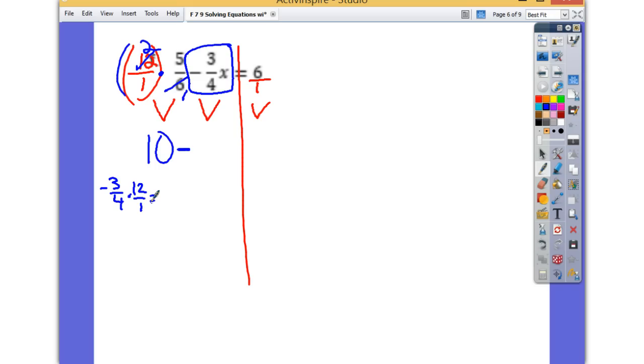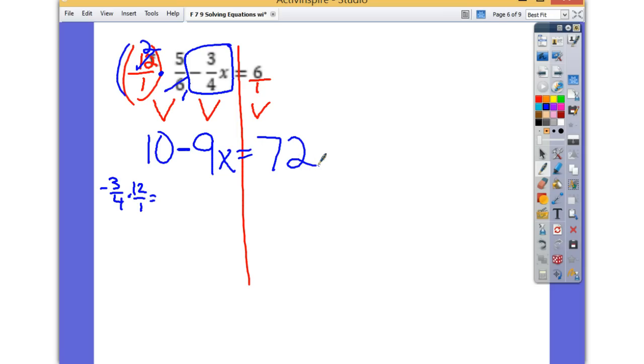What do I get for this term? 9. 9 what? X. Right, you can't forget your X, so that's your coefficient there. And 6 times 12 is 72. So when we simplify it, we get 10 minus 9x equals 72. And we all know how to solve that.